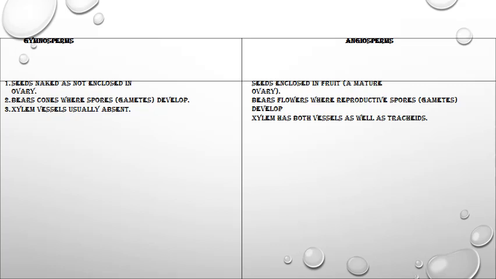Gymno and angio. Gymno means naked, so seeds are naked as not enclosed in ovary. In angio, seeds are enclosed in fruit. Next, gymnosperms bear cones where spores are developed, but angiosperms bear flowers where reproductive structures are found. In gymnosperms, xylem vessels are absent, but in angiosperms, xylem has both vessels as well as tracheids.